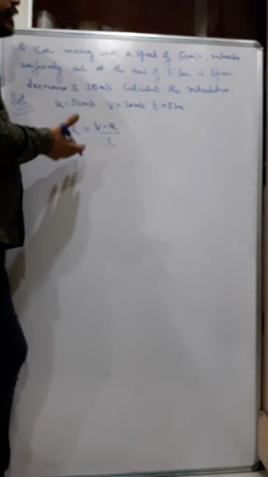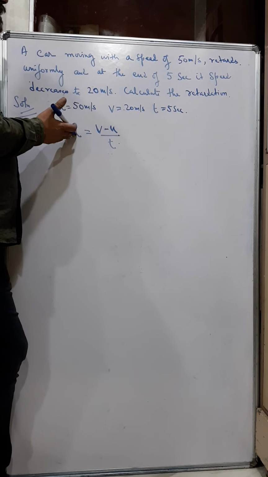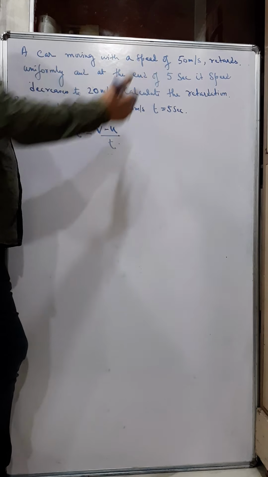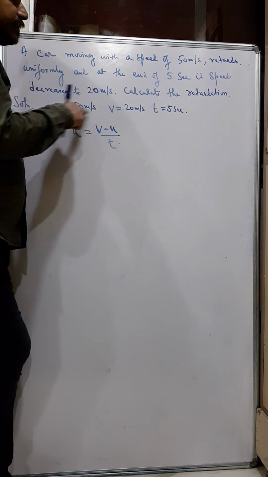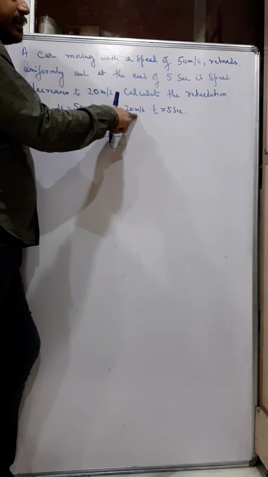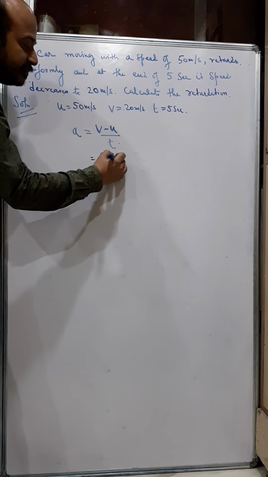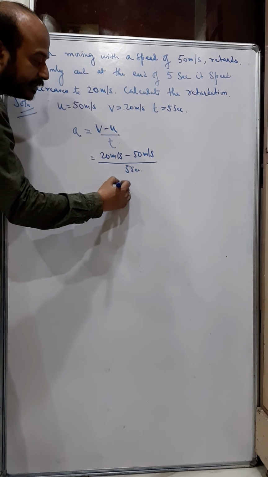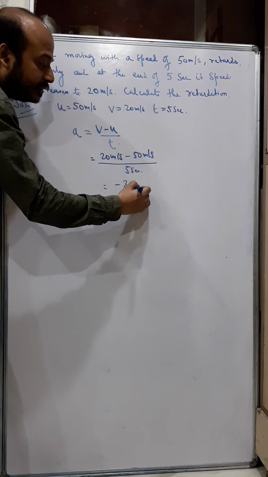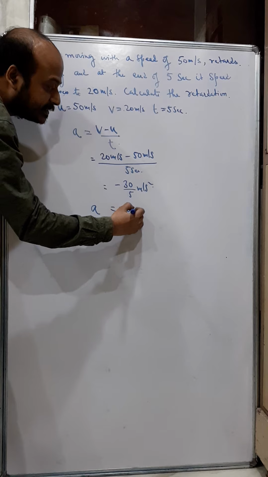Now same method here also I have to find acceleration only, but my acceleration will come negative, and that means retardation. So here we can say that the initial speed is 50 meter per second, the final velocity is 20 meter per second, and the time taken is 5. So what we get here? 20 meter per second minus 50 meter per second by again 5 seconds. So finally we get what? Minus 30 by 5 meter per second square. So finally we get acceleration as minus 6.